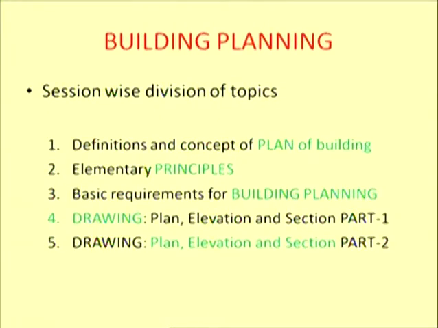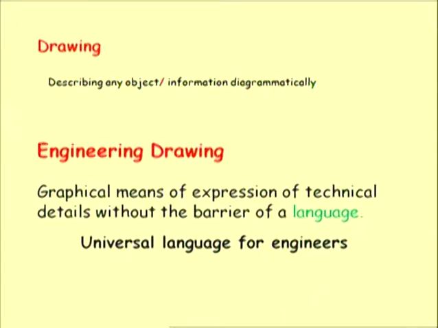Let us first see what is the drawing, then what is the engineering drawing, and then we will discuss what is the civil engineering drawing. Drawing describing any object's information diagrammatically is known as drawing. Engineering drawing is a graphical means of expression of technical details without the barrier of a language. Drawing can be called a universal language for engineers.